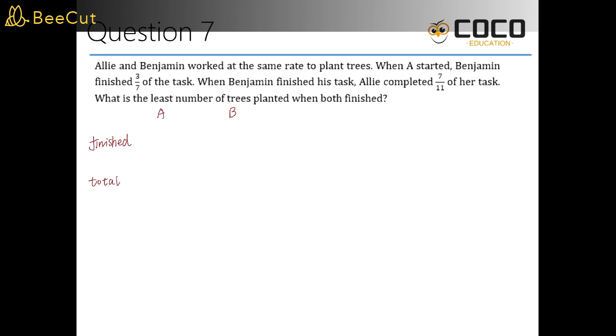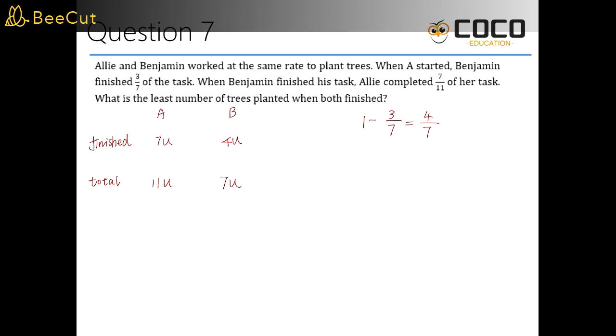Compare the part that's finished and the total. So in this amount of time, A completed 7 out of 11. Let's say this is 7u. Total is 11u. And because B started first, when A started, B already finished 3/7. So we use the total 1 minus 3/7 to get 4/7. So this is the amount that B finished in the same amount of time. So for B, there's 4u out of 7u.